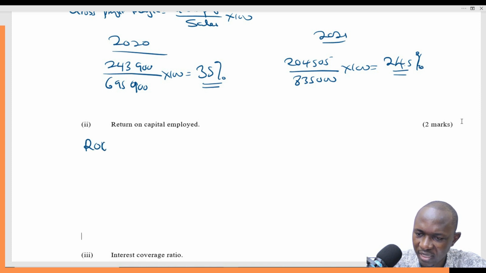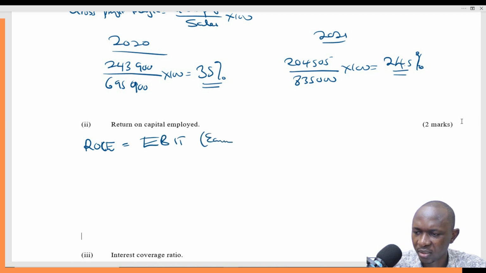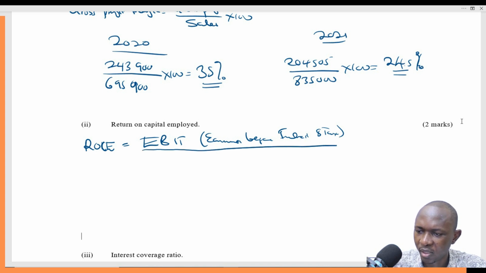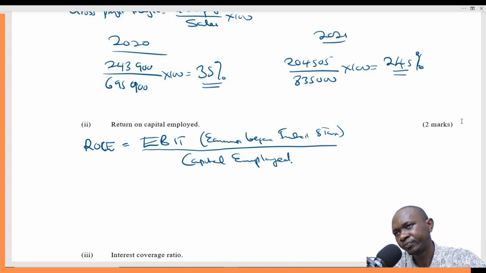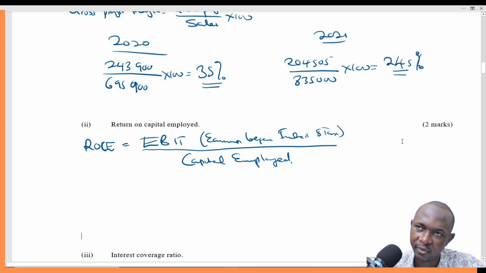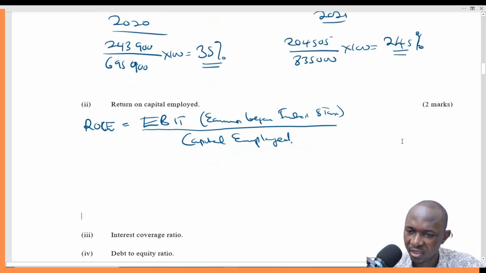Then you have ROCE. ROCE is return on capital employed. Here we are talking about the ability of the capital employed to generate the returns, sales. The formula is EBIT, earnings before interest and tax, over capital employed. And capital employed can either be the equity financed by section, or the non-current assets plus current assets minus current liabilities.